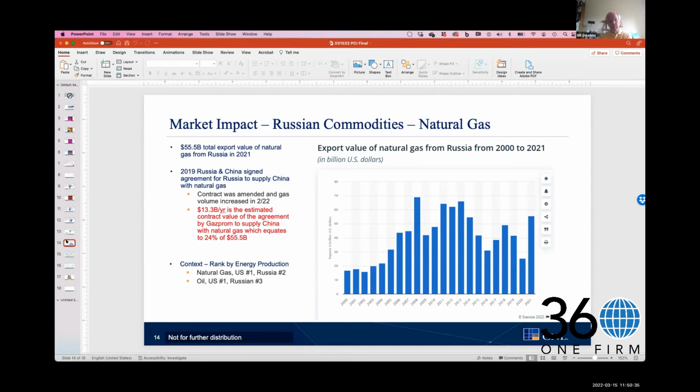So last year, the market value for Russian exports in natural gas was almost $56 billion. Of that, Russia negotiated a contract with China through Gazprom so that they would supply to them at a fixed price, which roughly equates to 24% of that $56 billion. So there's very heavy trade between China and Russia. It's interesting, Russia depends a lot on China for goods. China depends on Russia a lot for energy. And you can see the relative order of magnitude that's there.